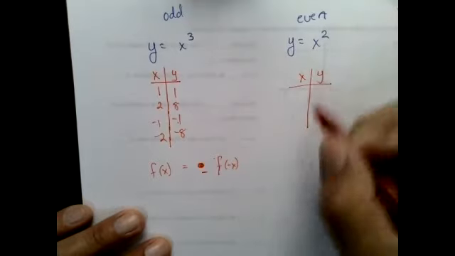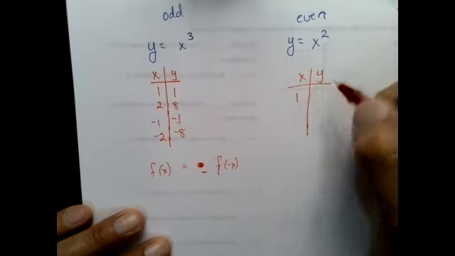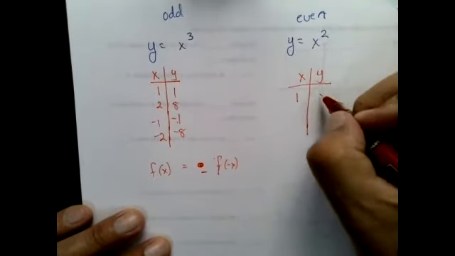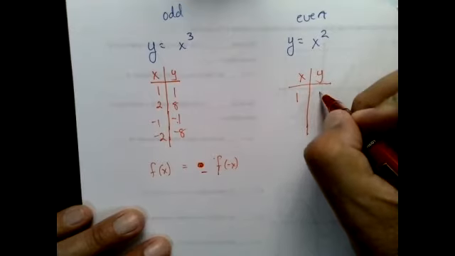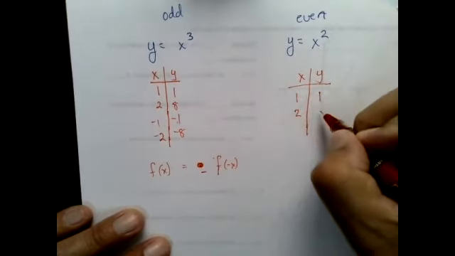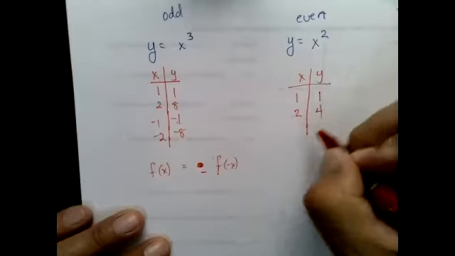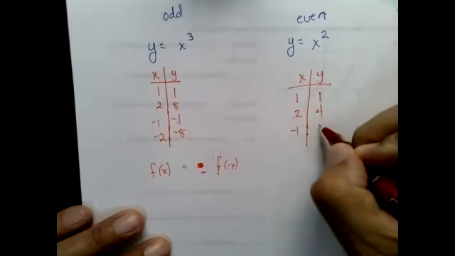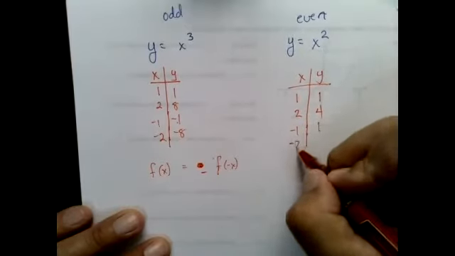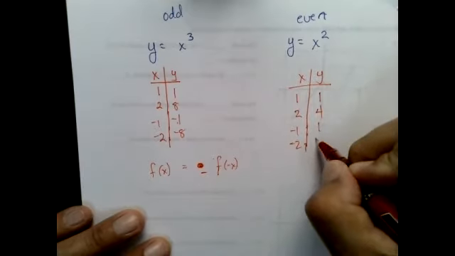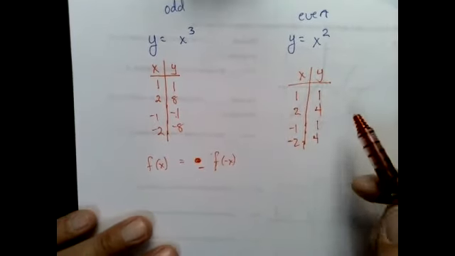X, y. I say 1, you say 1. I say 2, you say 4. I say -1, you say 1. I say -2, you say 4. What do I know about the y values?